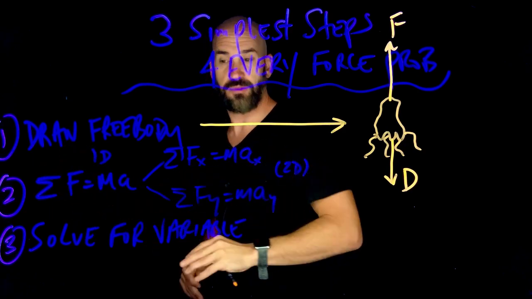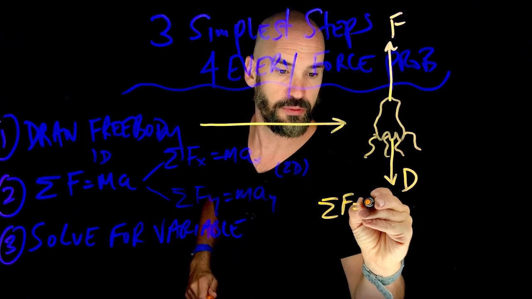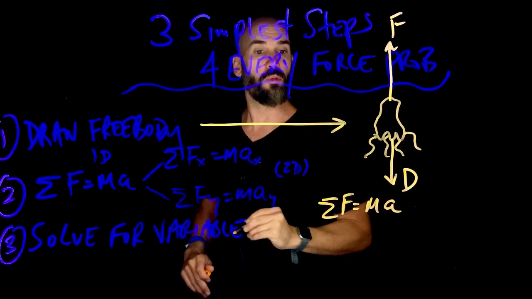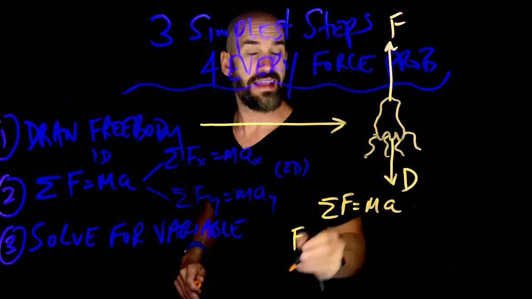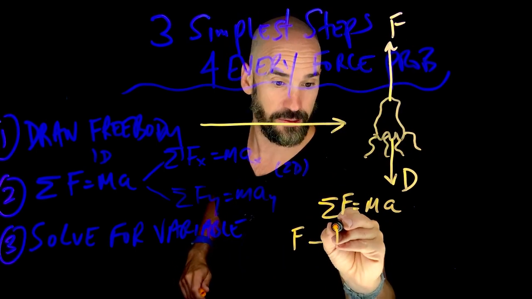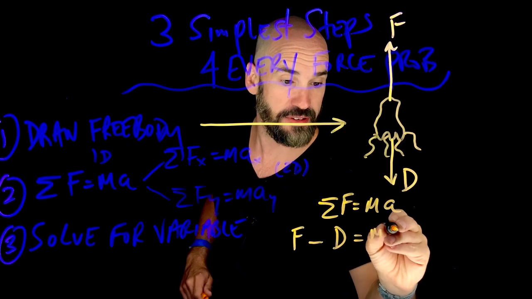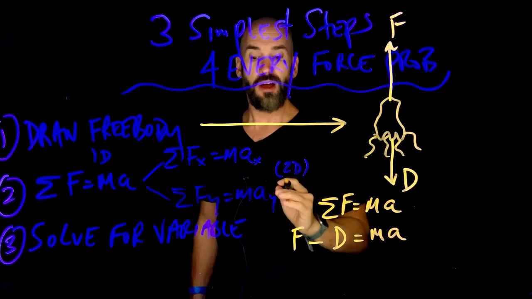I can just use this, right? So I can say the sum of my forces equals mass times acceleration. Well, what forces do I have? I got this force F going up, right? And then I have drag going down. So that's in the negative direction, so I'm going to put minus D there, right? Equals M times A, right? Do you guys see where this is going?